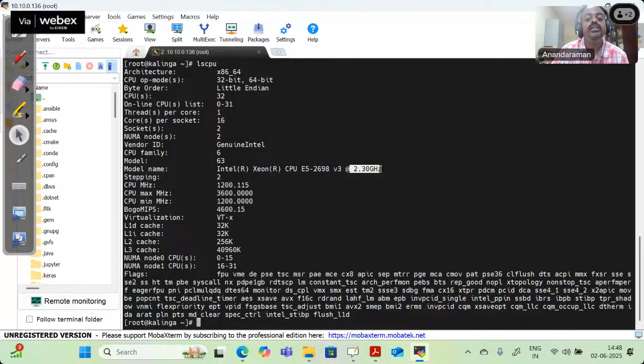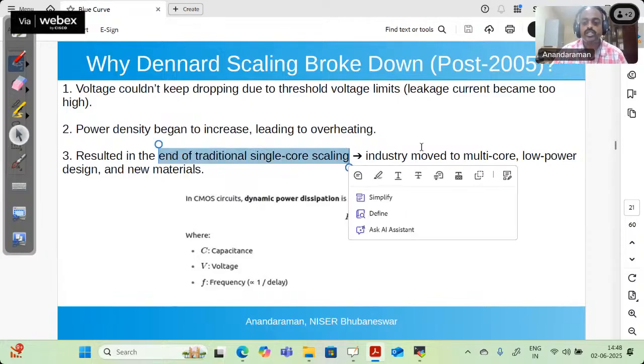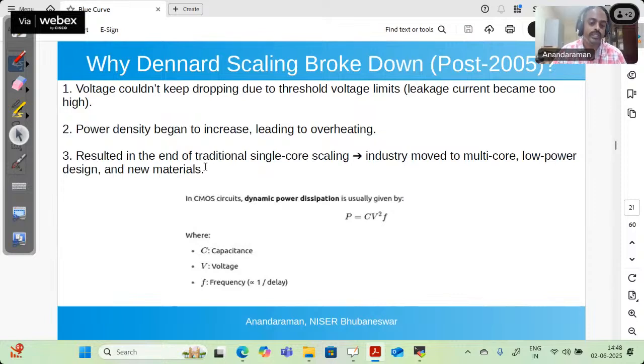If it reduces the frequency, then automatically the number of flops per second reduces, because in flops, as we have seen already, it is number of cores into frequency into number of flops. So if it reduces the frequency, it reduces the performance also. That is called throttling, to safeguard it from switching off. As a result, traditional single core scaling stopped. Industry moved to multi-core, low power design and new materials. That's why we went for multi-core architecture.